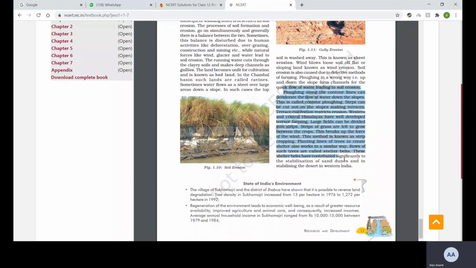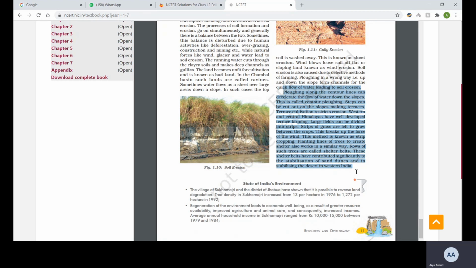Now these are some of the ways in which we can prevent soil erosion, and these ways include contour ploughing. Instead of ploughing up and down, the ploughing is done along the contour lines, that is sometimes round and round. Then steps can be created along the hilly regions, and that is known as terrace farming. That also prevents the soil from being carried away down the slope.